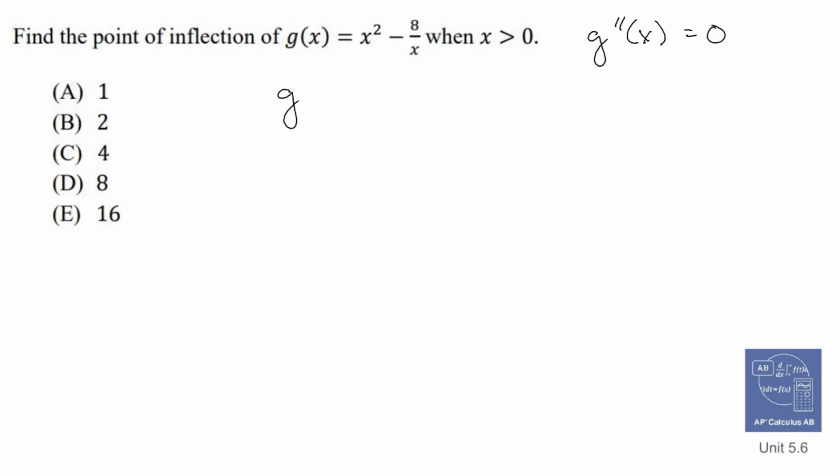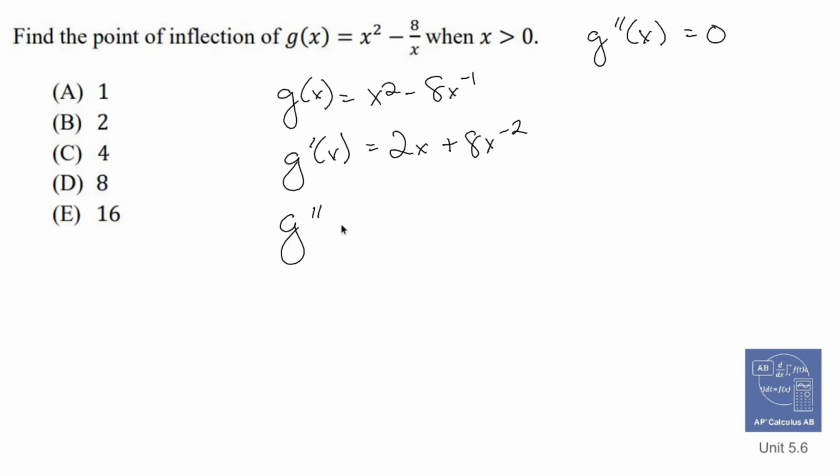I'm not even going to do that yet. I have to rewrite this out. So g of x is going to equal x squared minus 8x to the negative 1. So I can use the power rule. g prime of x is going to be 2x, pretty easy. Drop down the negative 1, multiply it by negative 8, giving you positive 8x to the negative 2.